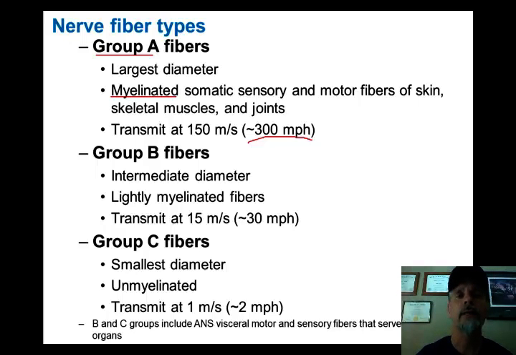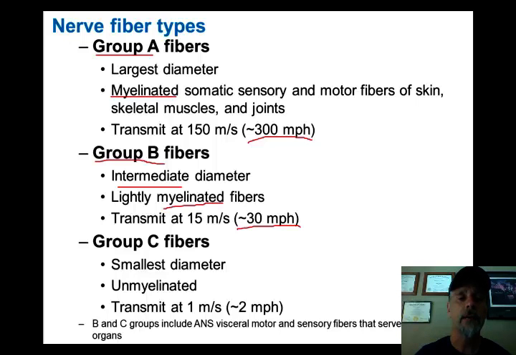Group B fibers are kind of like mid-grade, right? Intermediate in terms of diameter, lightly myelinated. They transmit about a tenth as fast, 30 miles an hour, which is still super fast, right? 15 meters per second.